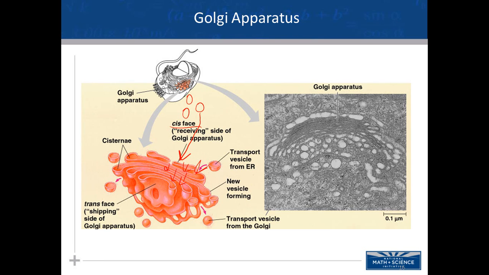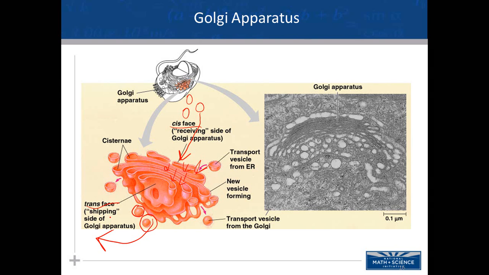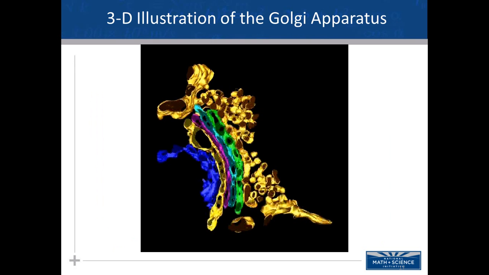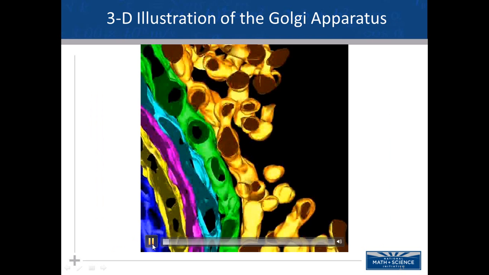It's going to be modified. And then over here on the opposite side is called the trans face, and that's the shipping face of the Golgi apparatus. So these little molecules are now going to be wrapped in little vesicles, and they're going to be shipped out to the plasma membrane, where they will be exported through the process of exocytosis. So here's a 3D illustration of the Golgi apparatus. Let's watch this little video.